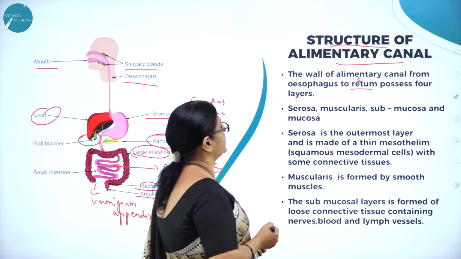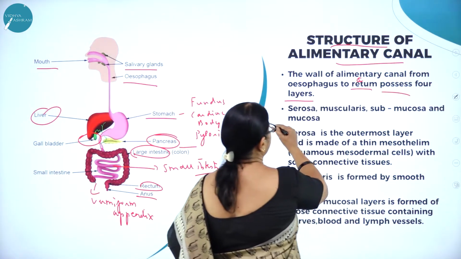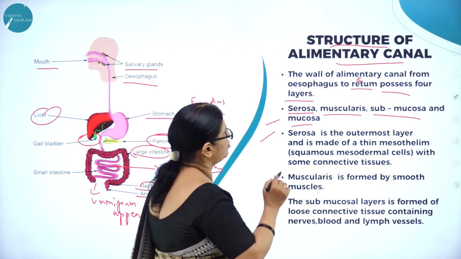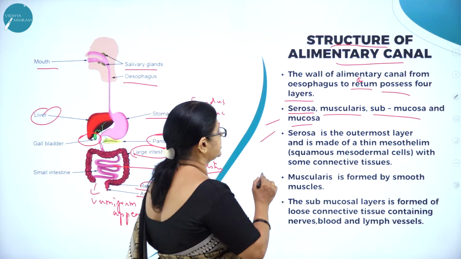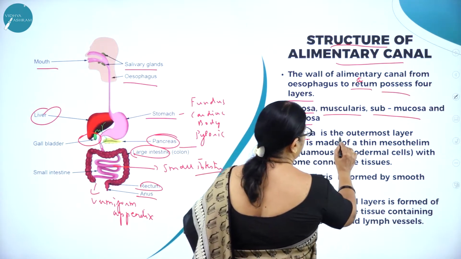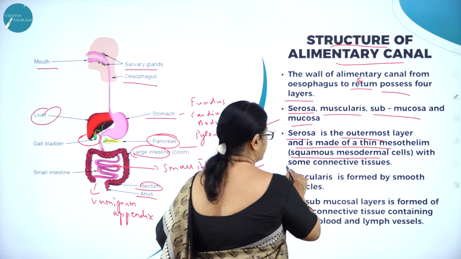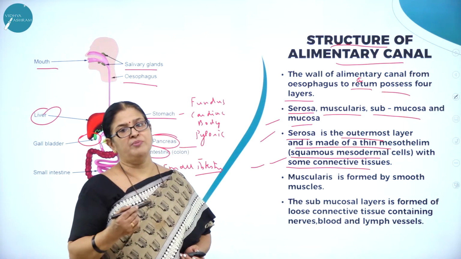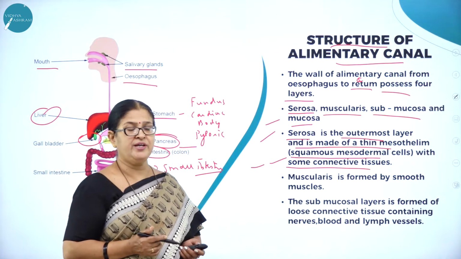So now let us study the structure of the alimentary canal. The wall of the alimentary canal from esophagus to rectum possesses 4 layers. What are they? Serosa, muscularis, submucosa and mucosa. Serosa is the outermost layer and is made up of thin mesothelium, that is squamous mesodermal cells with some connective tissue. As we all know, most of the epithelial tissues form the lining of internal organs, right? So they are protective in nature.